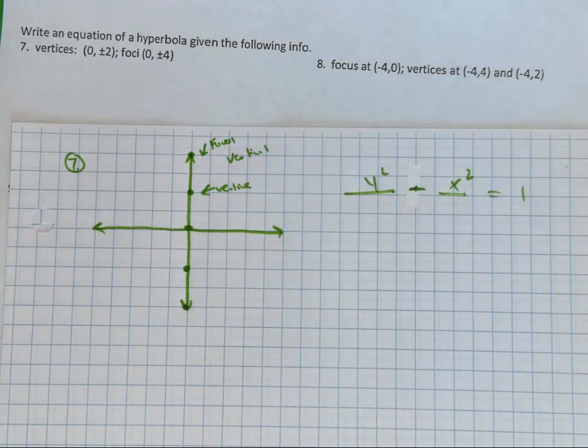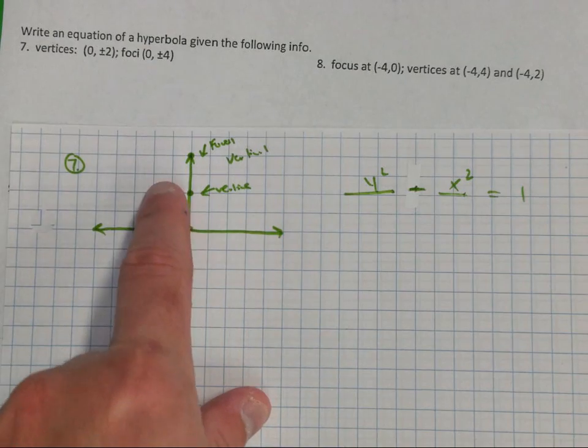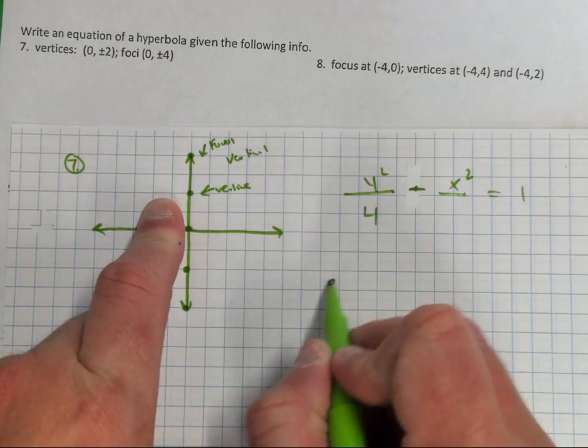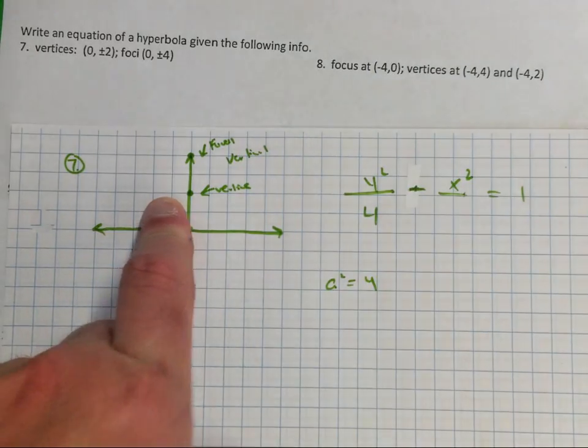And, okay, in a hyperbola, it's kind of weird. You know how in the ellipse, the foci were within the vertices? Well, in a hyperbola, they're on the outside, so don't let that confuse you. Alright, so, how far is it from the center to one of these vertices? 2. What's 2 squared? 4. So we know that a squared is 4.